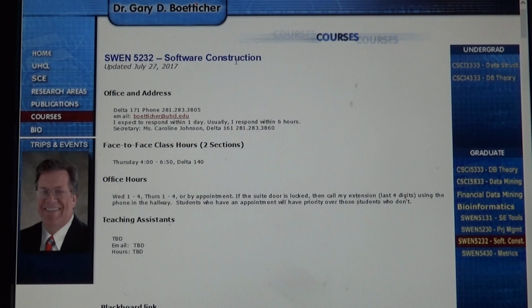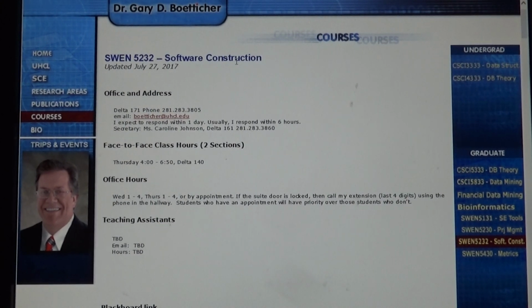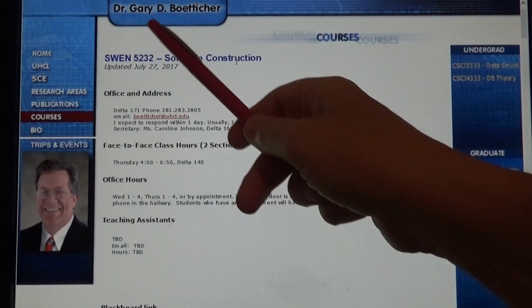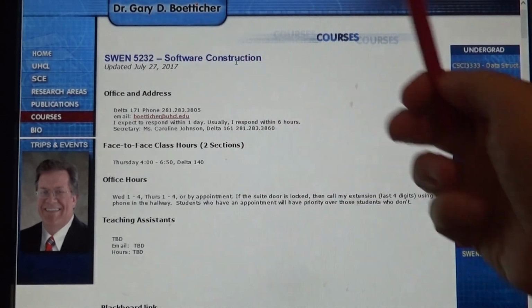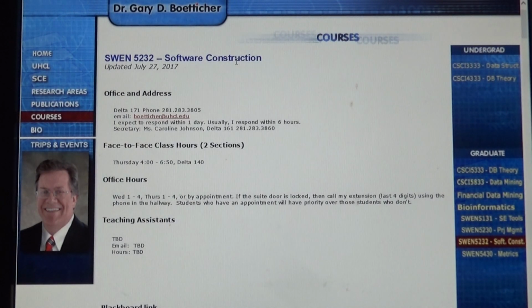In this video, I want to go over the course syllabus and point out different things that are important to know as we get into the class. Obviously, this is SWEN 5232 Software Construction. I'm Dr. Gary Bettiger. You can call me Dr. Bettiger or Dr. Gary, either one's fine. And I'll point out a couple of things here.